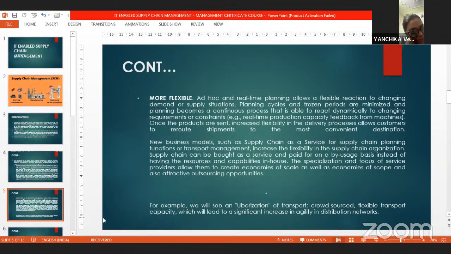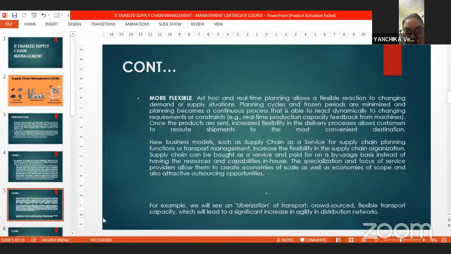More flexible. Its ad hoc and real-time planning allow a flexible reaction to changing demands or supply situations. Planning cycles and frozen periods are minimized, and planning becomes a continuous process that is able to react dynamically to changing requirements or constraints.